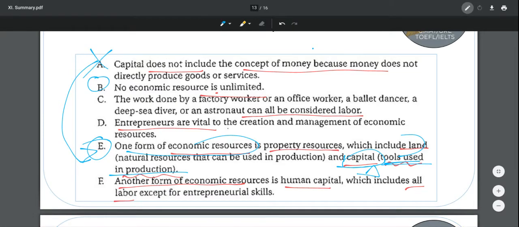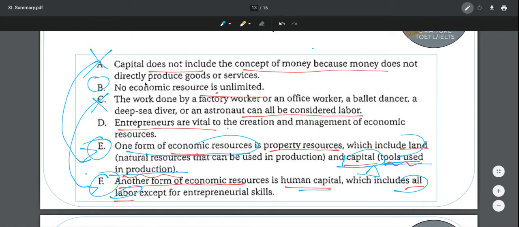Then we're going to go to C, the work done by a factory. So they're giving us examples of the work done by different people, and the information in C is actually contained in F. So we have human capital, which includes all labor. And when we divide this into factory worker, office worker, ballet dancer, etc., we're basically just giving examples of all labor. So again, C is the more specific one, F is the more general one.